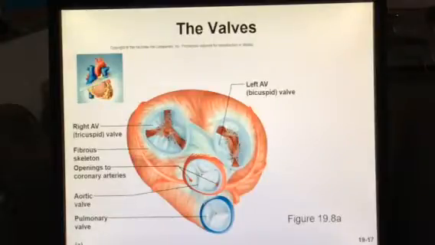Okay, there's a close-up view of the AV valves and the semilunar valves. You can see there those cusps or flaps, and you can see those cute little chordae tendineae in there, those little cords. That's where we get the phrase pulling on my heartstrings, from those chordae tendineae.